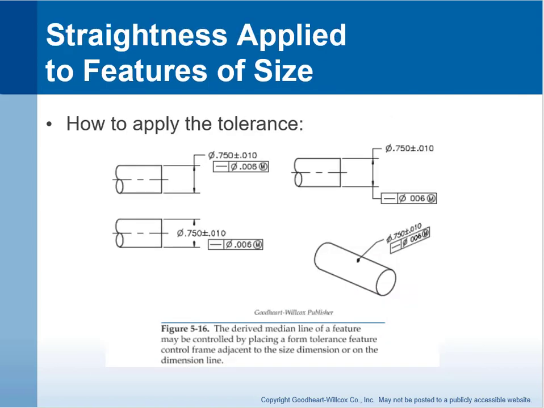Here's straightness applied to a feature of size. How we know it's different than a surface is that here's our feature of size. The size tolerance is here, and we apply the feature control frame right below the size tolerance. That tells us that this straightness tolerance is applicable to a feature of size.